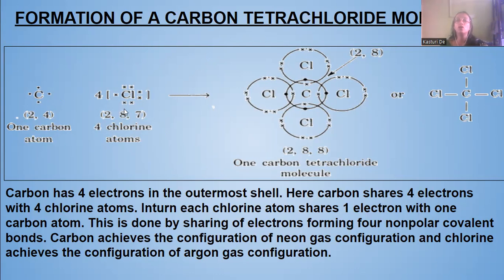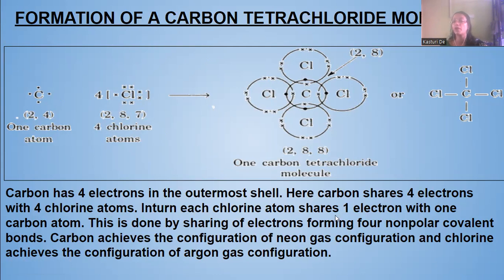See, carbon is at the center. It has 4 electrons in the valence shell, and that's why it shares 1 electron from each chlorine atom. So 4 chlorine atoms are required. As there are 4 chlorine atoms, carbon will have 4 dashes here, indicated by 4 dashes. It has 4 electrons in its outermost shell, and here carbon shares 4 electrons with 4 chlorine atoms.